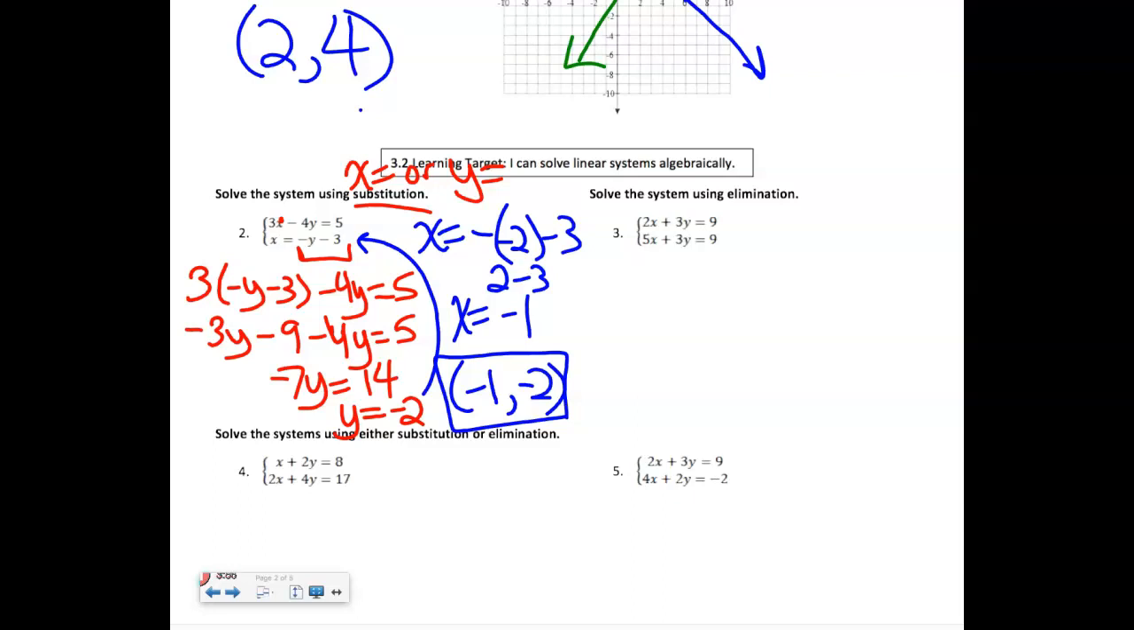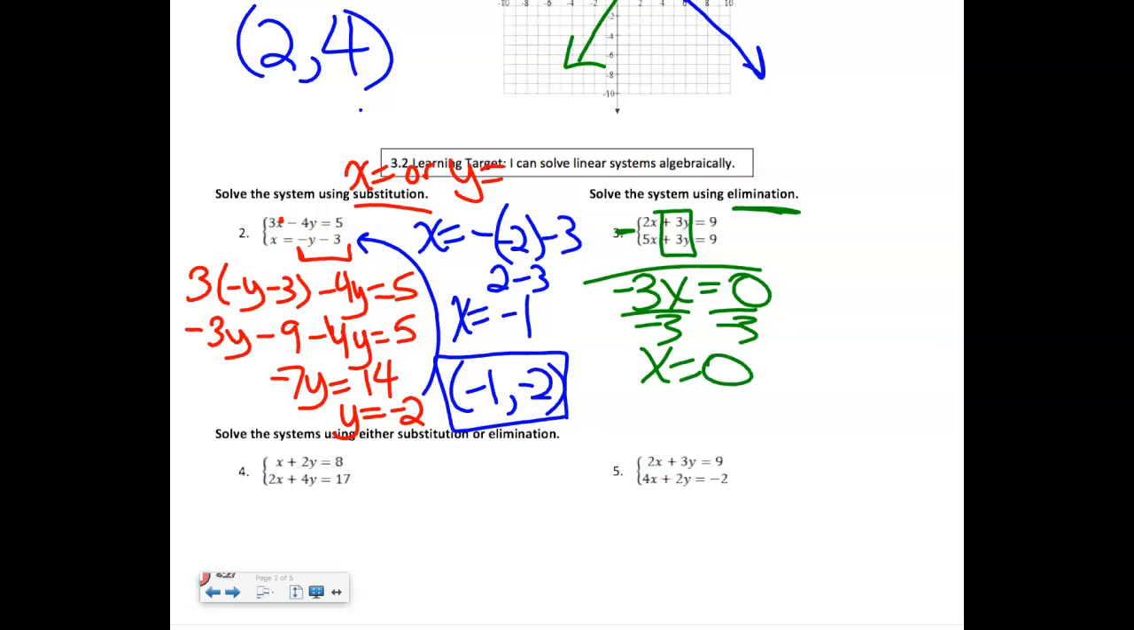Our other one, elimination, and reminder, that's when you're looking for a letter that has the same number in front. I notice I have these two positive 3y's, and so that means to get rid of them, I'm going to subtract them. So when I subtract them, I'm going to take 2x minus 5x, and I'm going to get negative 3x. I'm going to take 9 minus 9, and I'm going to get 0. And then I'm going to divide, and x equals 0. Reminder, that does not mean no solution. It means x is 0, and 0 is a number. Next, again, we have to find our y, so I'm going to plug this in.